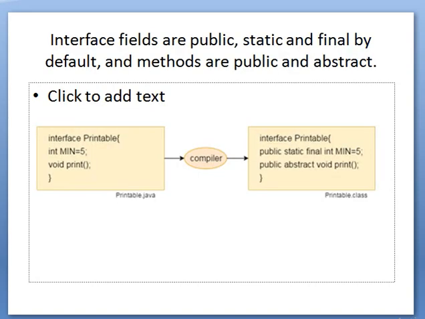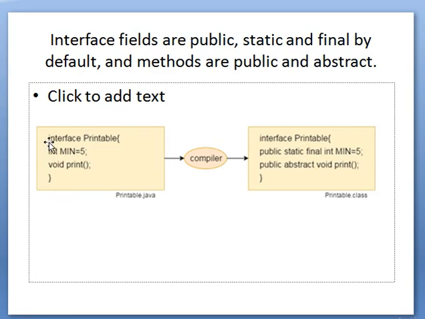Now this is one example. Interface fields are public, static, and final by default. This is a very important line. It means whatever variable you declare inside an interface is by default public, static, final. It is very important because this question may be asked in an interview as well as in a viva. By default, variables in an interface are of what type? They are public, static, and final.